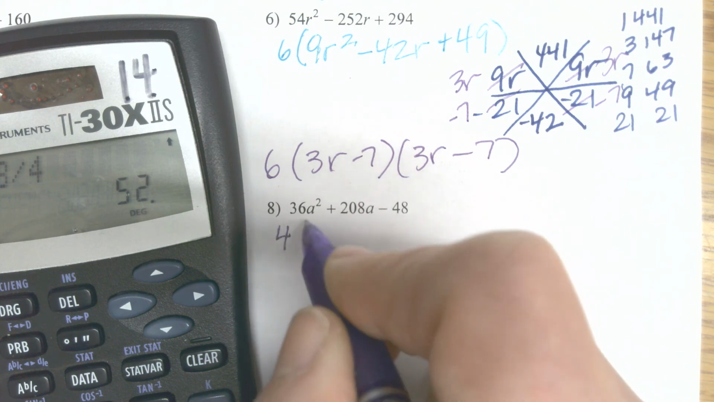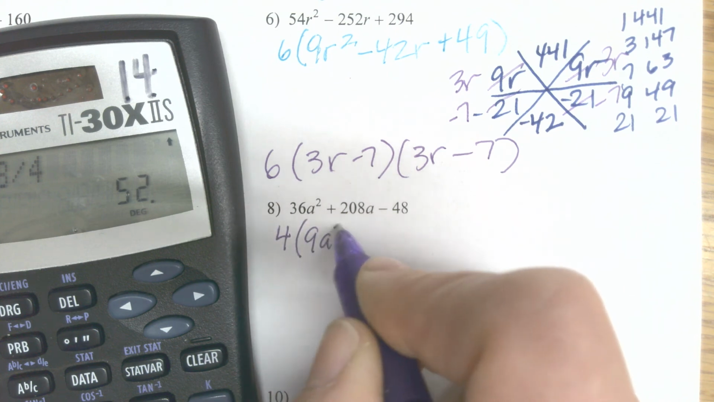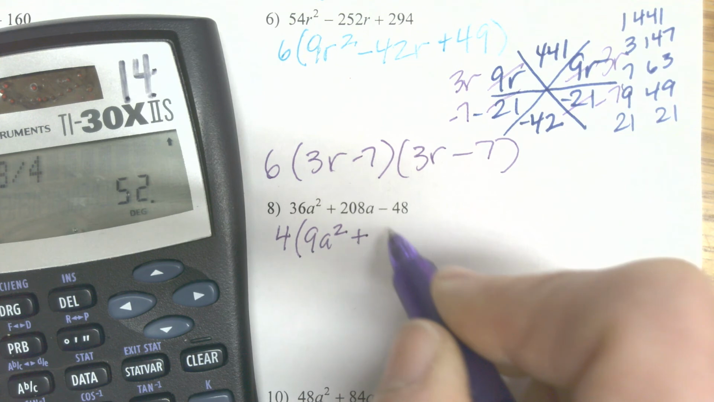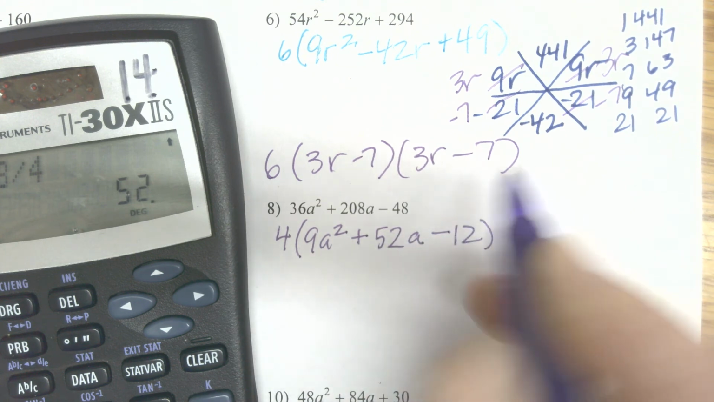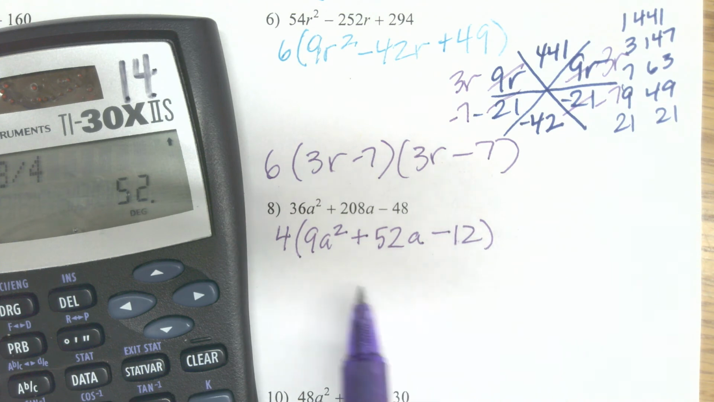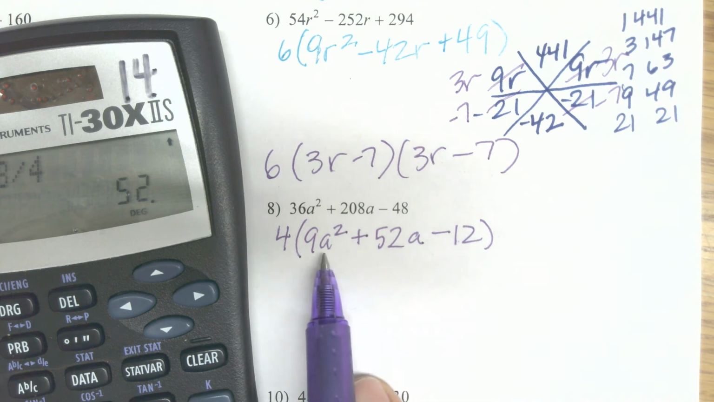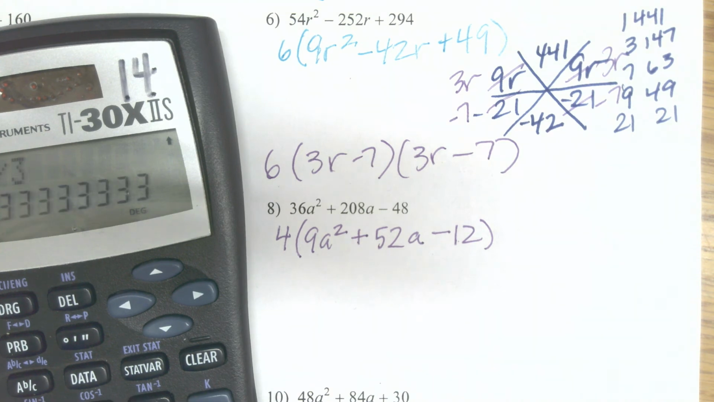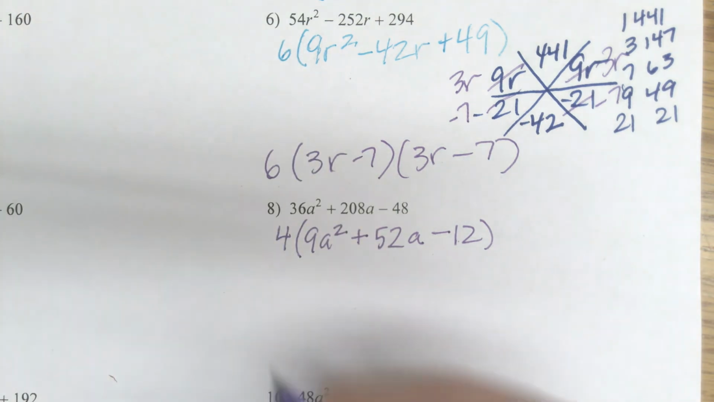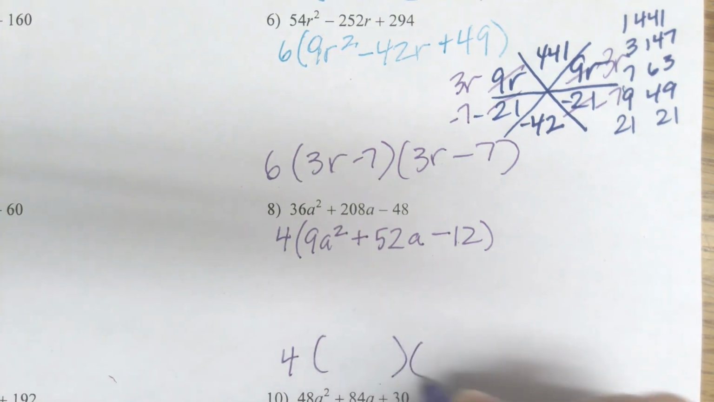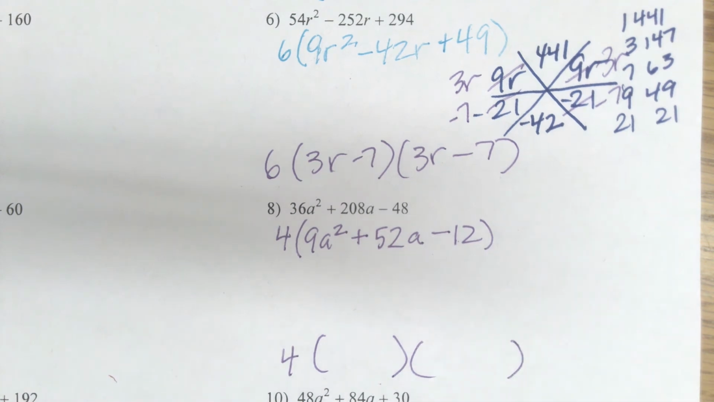So I'm going to do 4. That's 9a squared plus 52a minus 12. Then I check to see if I can take anything out of each of those. I know I can divide by 3. I'm going to try 52 divided by 3 to see if that goes in there. It doesn't. So there, I have no other number that I can take out. So 4 is the biggest, and then I'll do my setup down at the bottom.